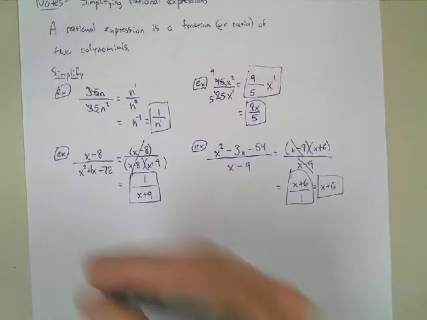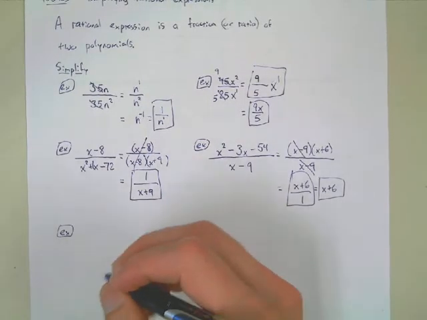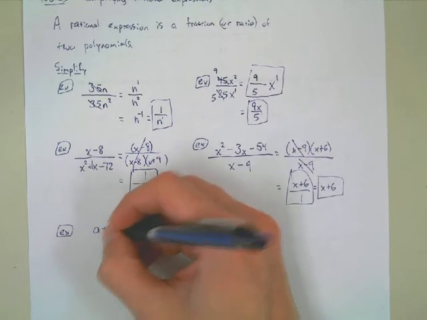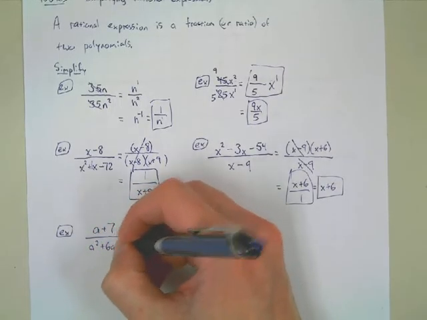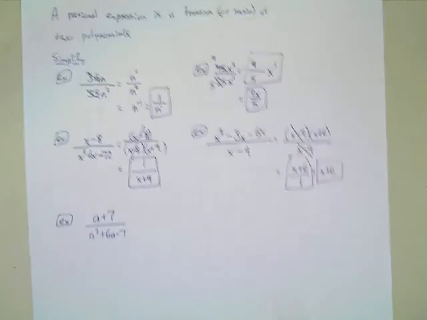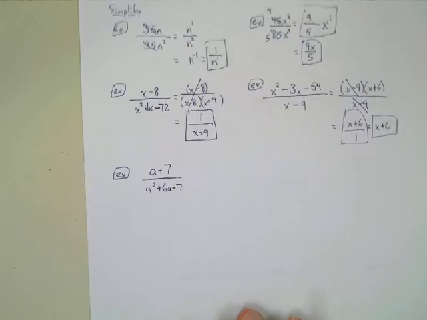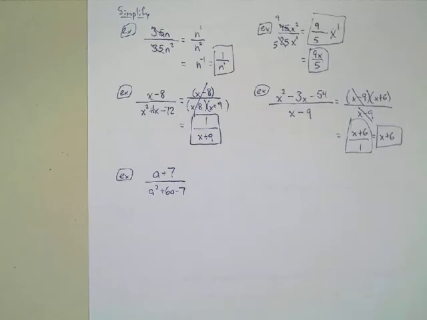All right. Let's try one more like this. And actually, I'm going to have you guys try this. So here we go. A plus 7 over a squared plus 6a minus 7. Y'all go ahead and give that a try, okay? Take 1 minute. Give it a try. And then we have one more kind of type that I want to look at after these. I just want to see if you guys can get this one.